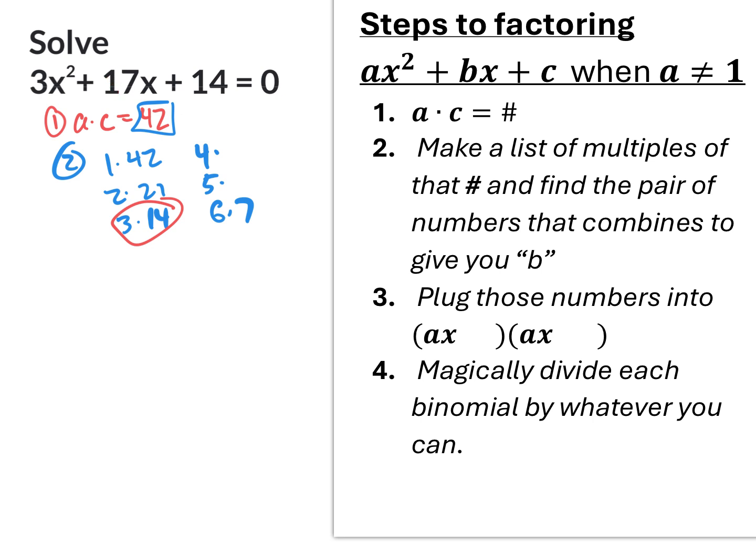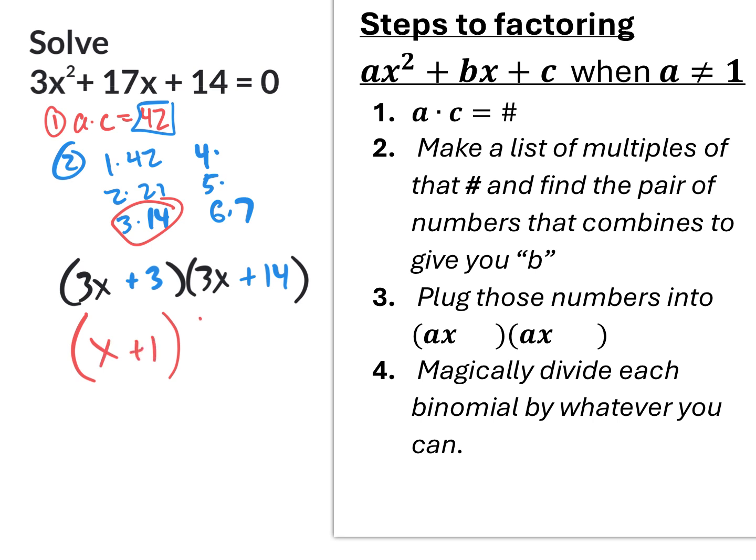So you move on to step 3, which is plugging those numbers into your AX with the parentheses. AX happens to be 3x in this case, and you're plugging in the pair of numbers, the 3 and the 14. Now we still need to do the fourth step, which is to divide each binomial by whatever you can. The first binomial, you could divide by 3. That'll leave you x plus 1. The second binomial, you can't divide by anything, so you leave it 3x plus 14. Now, this is the factored form of the original, but it's still equal to 0.